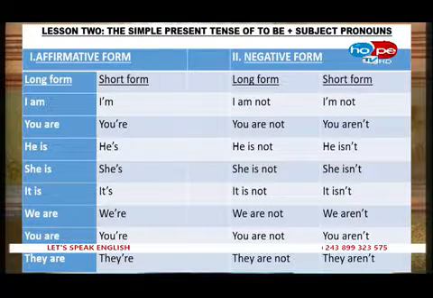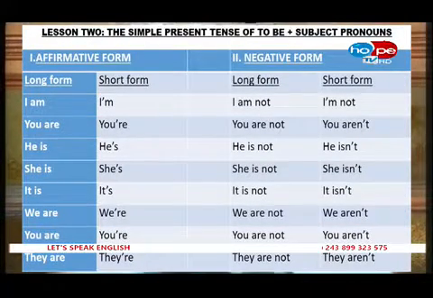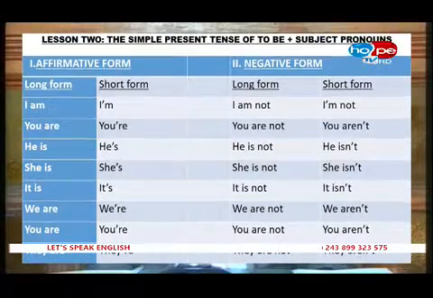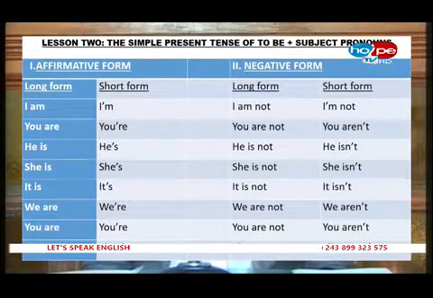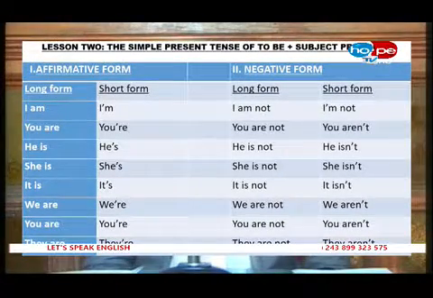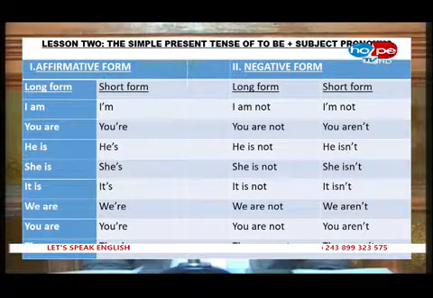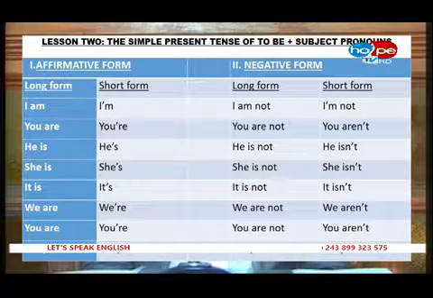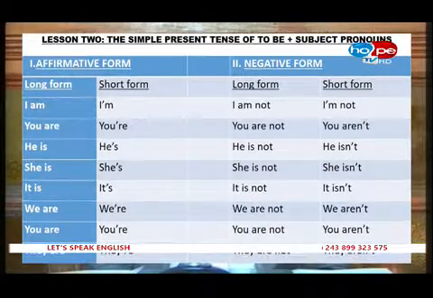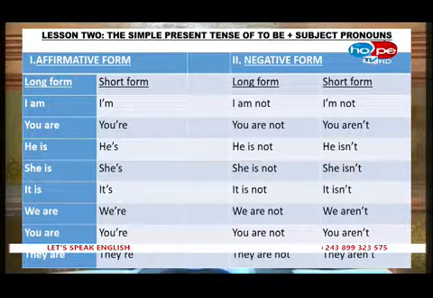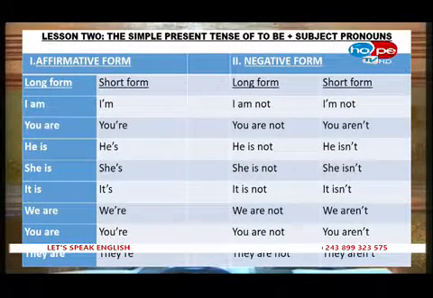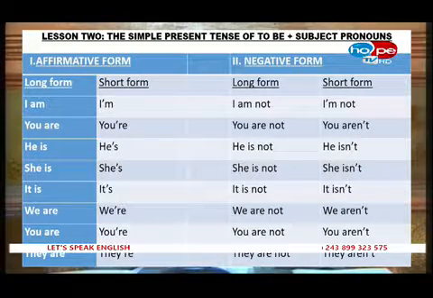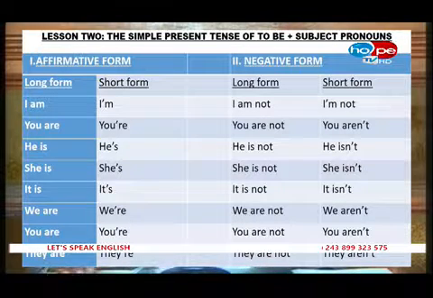And we have negative interrogative form. Long and short as usual. Am I not? Are you not? Is he not? Is she not? Is it not? Are we not? Are you not? Are they not? Short. Am I not? Aren't you? Not "aren't you". Aren't you? Isn't he? Isn't she? Isn't it? Aren't we? Aren't you? Aren't they?